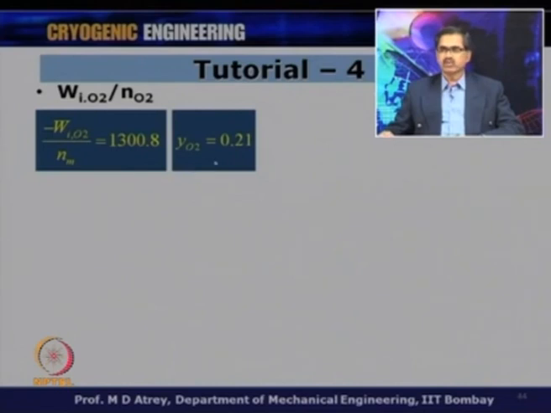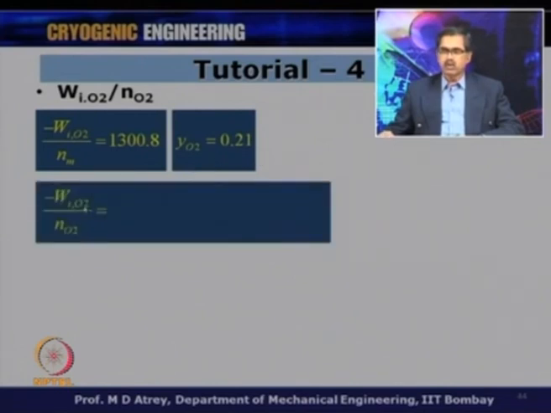W_sep,O2 divided by n_m is 1300.8. The molar fraction of oxygen is 0.21. So, work of separation of oxygen per mole of oxygen is equal to work of separation of oxygen per mole of mixture divided by y_O2, that is the molar fraction of oxygen, which is 1300.8 divided by 0.21, which is 6194.3 joules per mole of oxygen. This is my W_sep,O2 per mole of oxygen.